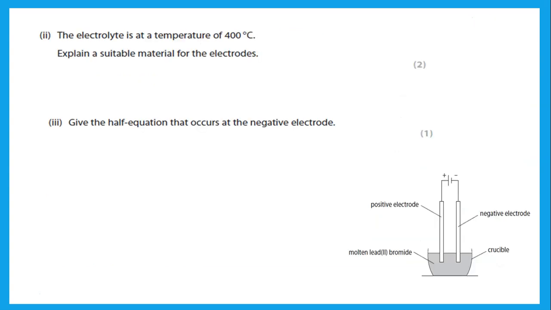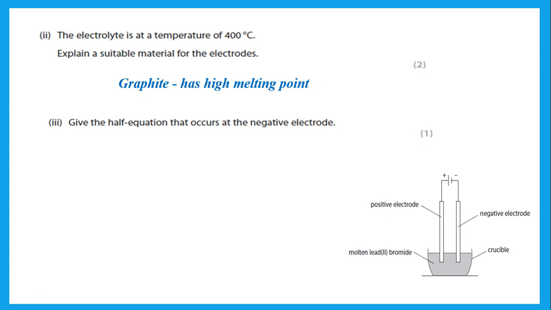The electrolyte is at a temperature of 400 degrees Celsius. Remember, we need to heat the lead bromide until it's molten, so we need to heat it to a very high temperature. Explain a suitable material for the electrodes. We said the electrodes should be made of graphite, or you could say platinum, because it has high melting point. Remember, if he says explain, you have to explain.